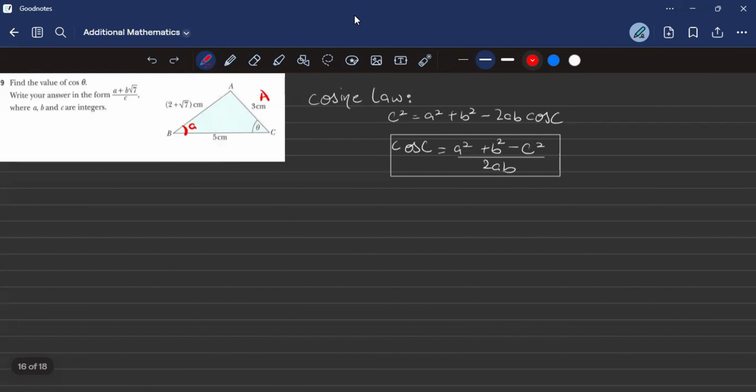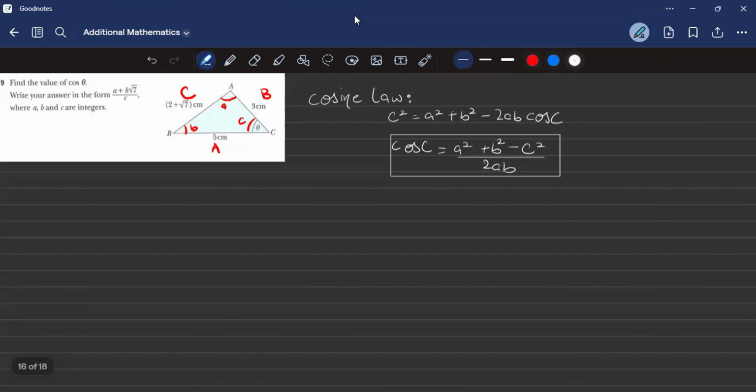For your ease, I'm going to label each of these. If I take theta as C, the exact opposite side of that line would be called C. So this is the side C. If I take this as A, the exact opposite side would be A. And if I take this as B, the exact opposite side would be B. Once you understand this, it's going to be really easy for you to solve this question.